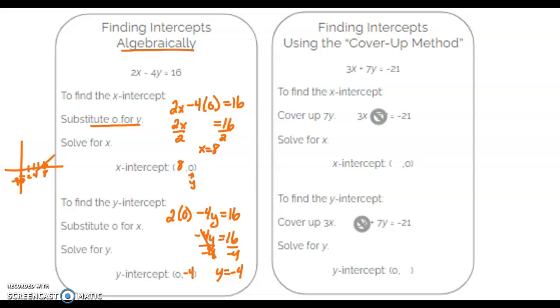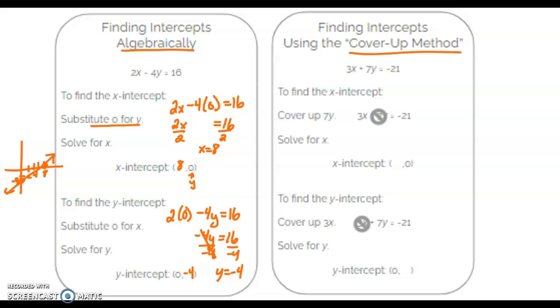So you put your 2 points on there, and then you just draw a straight line going through them. Okay, so this is the cover-up method. Basically, you can just cover up the y instead of substituting in 0. The reason it works is because if you're plugging in 0, it's going to disappear. So you can essentially just cover up the y. So this is called the cover-up method.